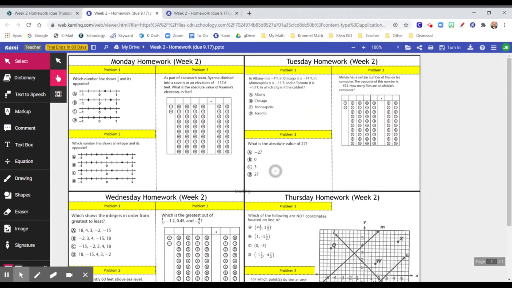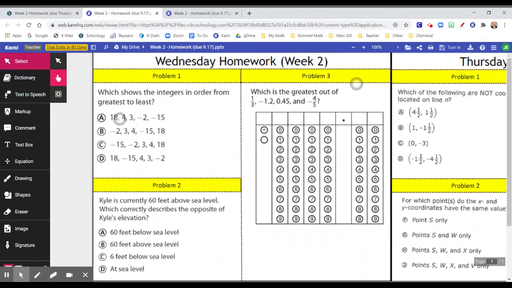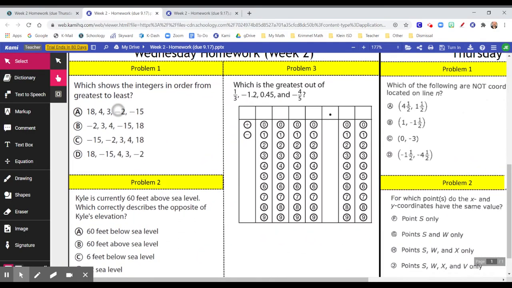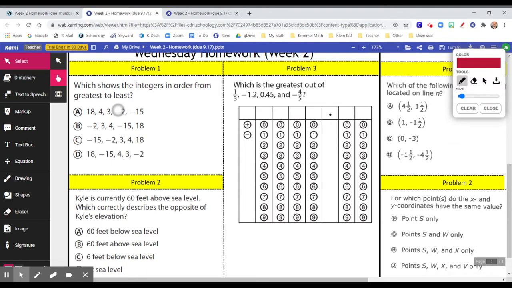We'll come in here and take a look at Wednesday's homework. Which shows the integers in order from greatest to least? So we take a look at greatest to least. Greatest is going to be your positive numbers, and least are going to be your negative numbers. So we're actually going in the backwards direction, starting with the positive numbers. Okay, so our list is going to start with the positive numbers. We're going to list them out, and then we're going to go to our most negative numbers.